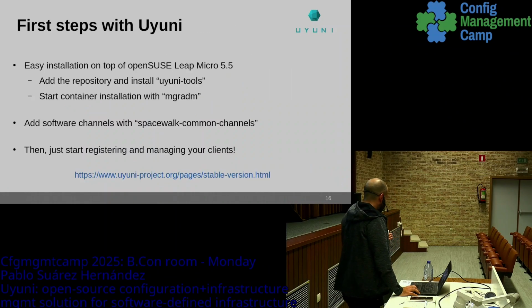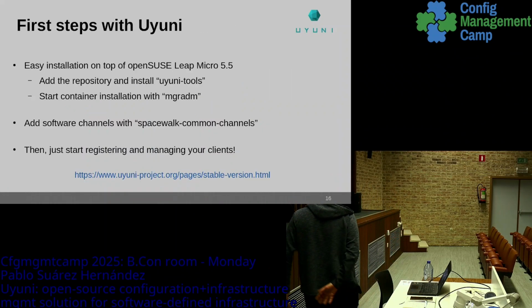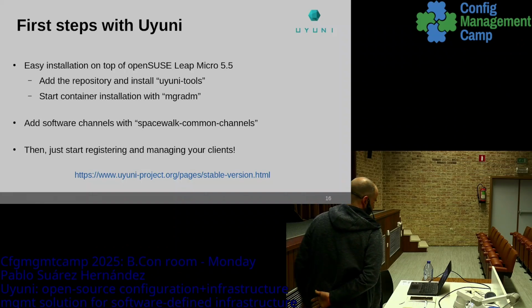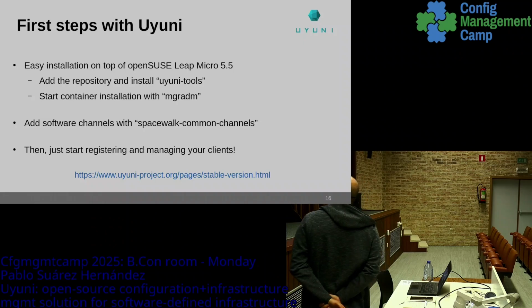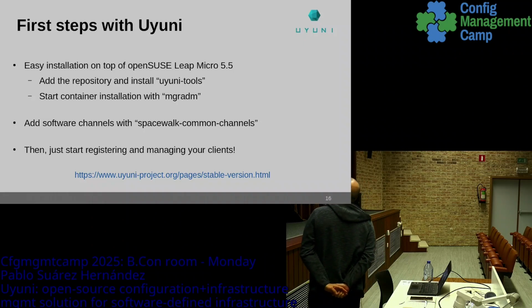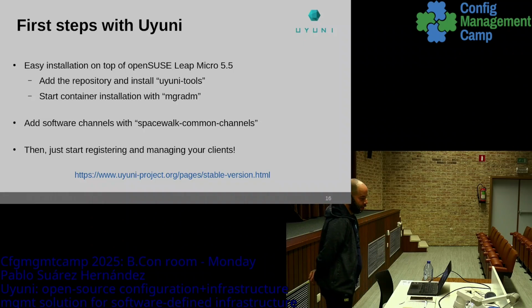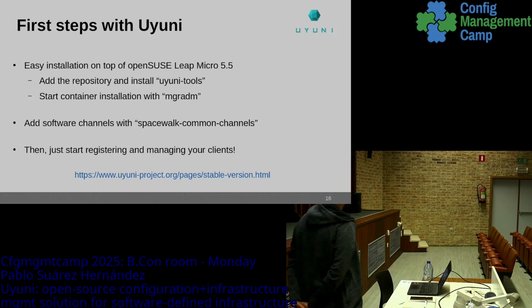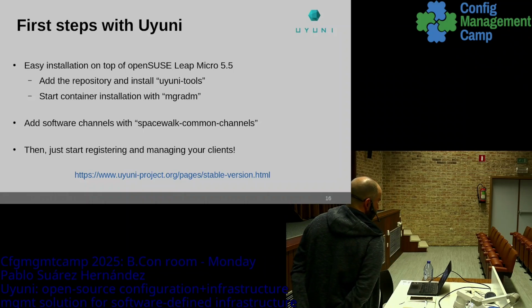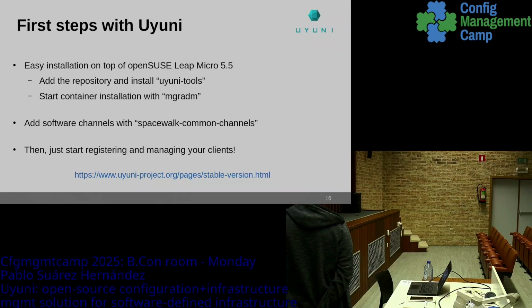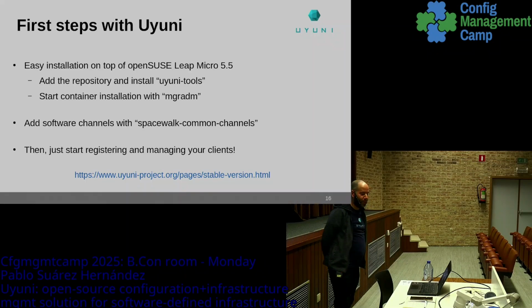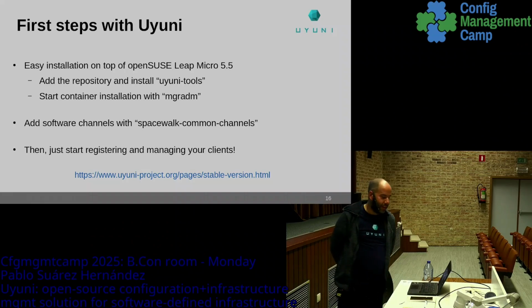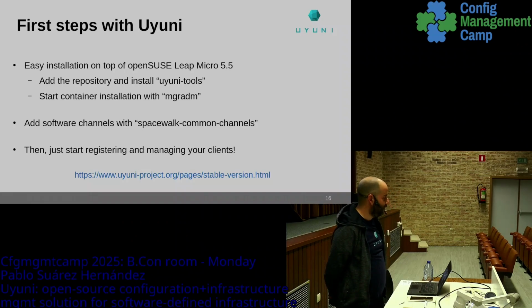So if you want to start playing with Uyuni, the first thing you need to do is, of course, install it. There is a web page with a small guide, but it's really easy. You just need to install openSUSE Leap Micro 5.5. If you don't know what this distribution is, or what this micro thing means, this is actually a transactional system. For those that are not aware of what this is about, it's basically an openSUSE Leap where the root file system is read-only.